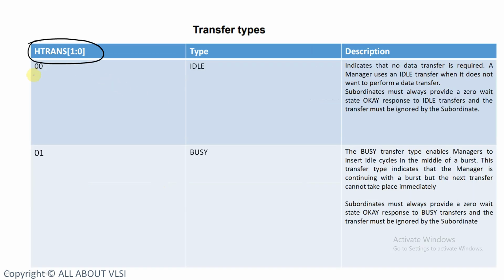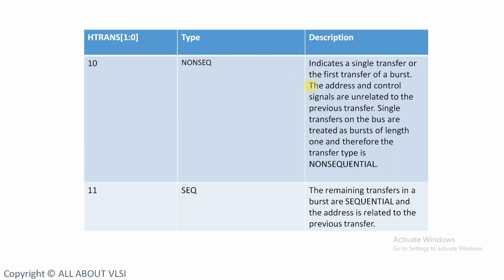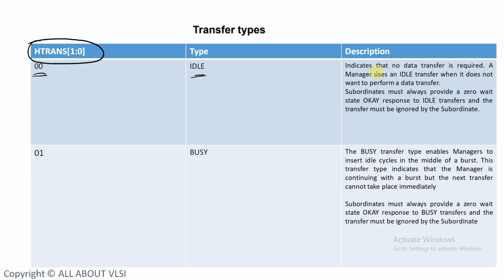Whenever your HTRANS is equal to 0 0, that means your master is idle. I will write down here: whenever your HTRANS is equal to 0 0, the master is said to be in the idle condition. Now what do you mean by idle condition? That means indicating that no data transfer is required. So if the master doesn't want to participate in any kind of data transfer, then it is going to provide this HTRANS signal as 0 0.